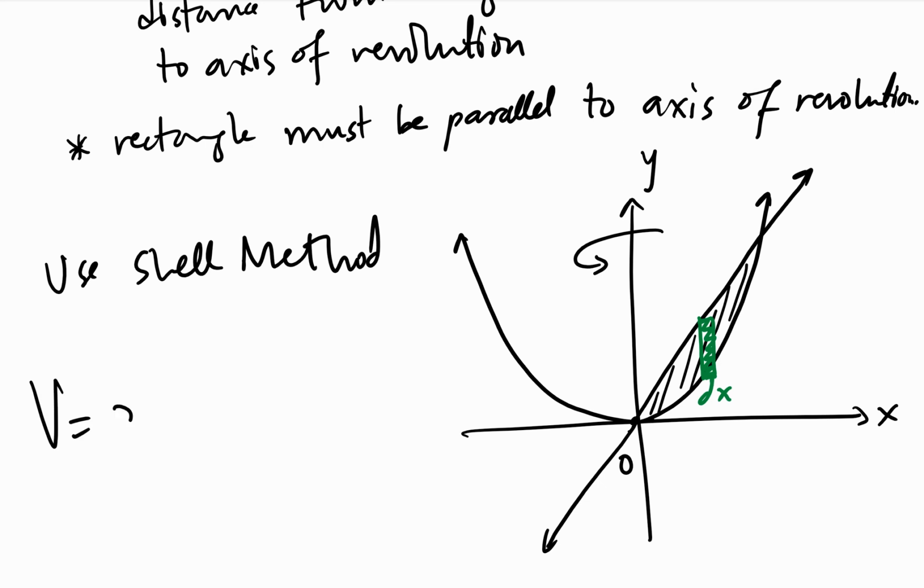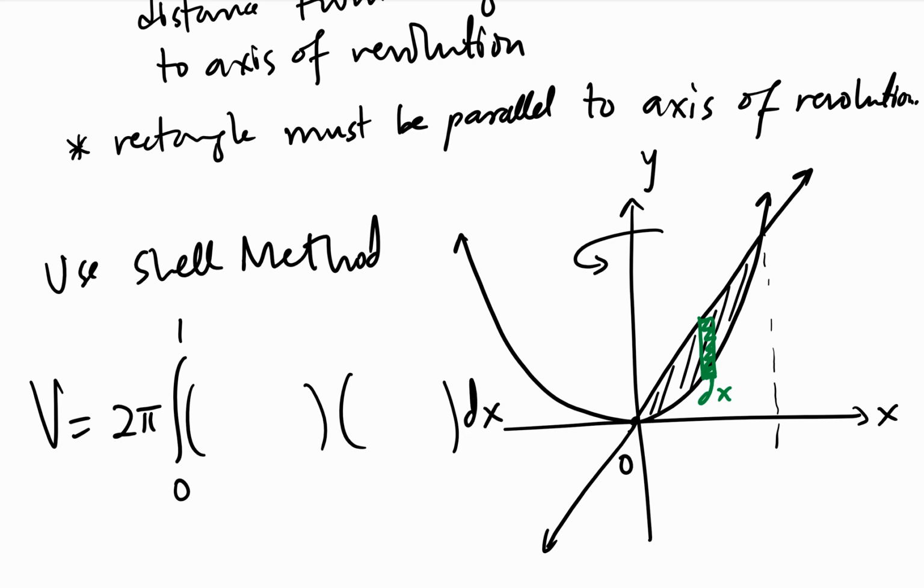And the shell method says you do 2 pi integral. That rectangle is moving from 0 to 1. 3 things. Here I know the last one, the thickness is dx. The average radius first. Average radius is the distance from the rectangle to the axis of revolution. This is the average radius, which is an x distance from the y-axis.